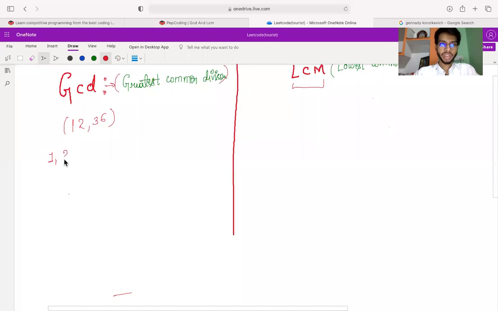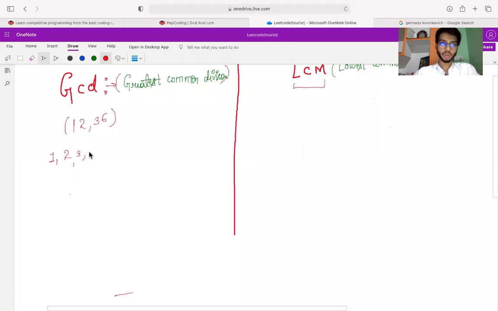Can I say 2 can divide both these numbers? Yes, 2 can divide. Can I say 3 can divide? Yes, 3 is also going to divide both these numbers. Can I say 4 can divide? Yes. Can I say 6 can divide? Can I say 12 can divide? Yes. So at this stage, can I say the next number is 13?